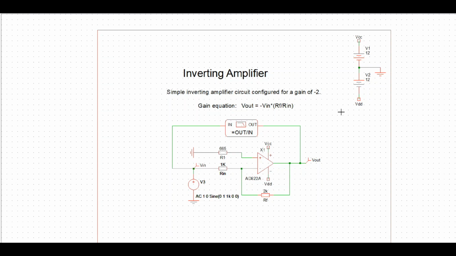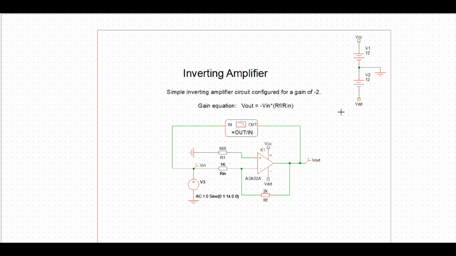An inverting amplifier is a type of operational amplifier, op-amp, circuit configuration commonly used in electronics to amplify an input signal while inverting its polarity. Here are the key characteristics and principles of an inverting amplifier.